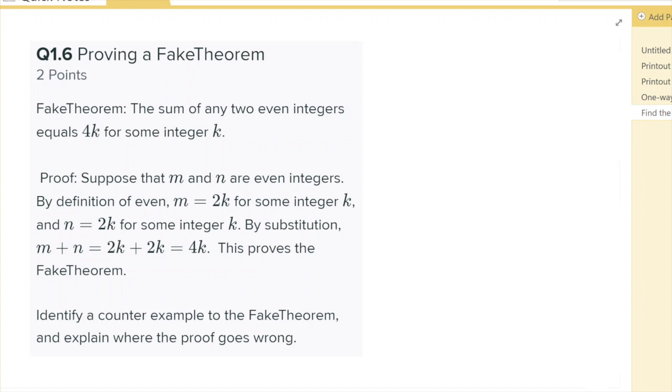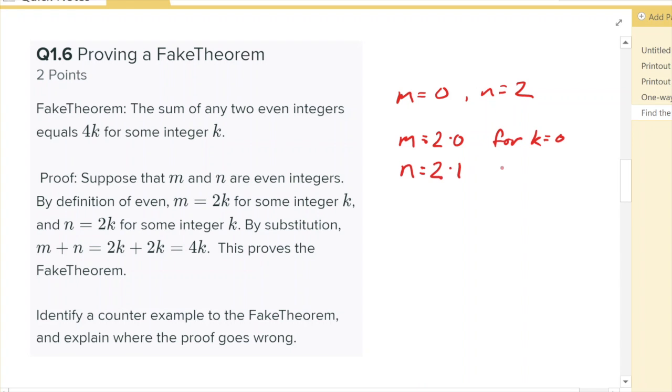So the proof goes, suppose that m and n are even integers. So let's try m equals 0 and n equals 2. By definition of even, m is 2 times some integer, so 2 times 0 for k equals 0. And n equals 2 times an integer. Oops, this is trying to use k again. I need to change that to some integer k prime.